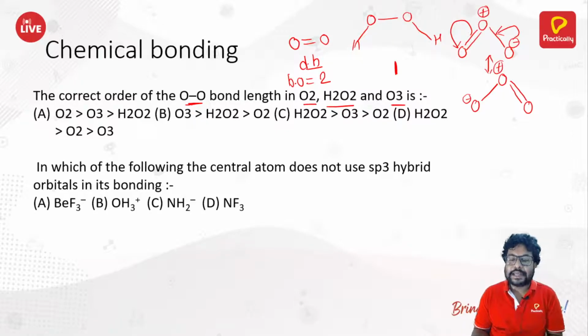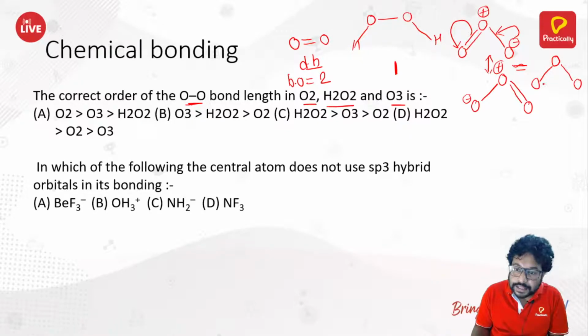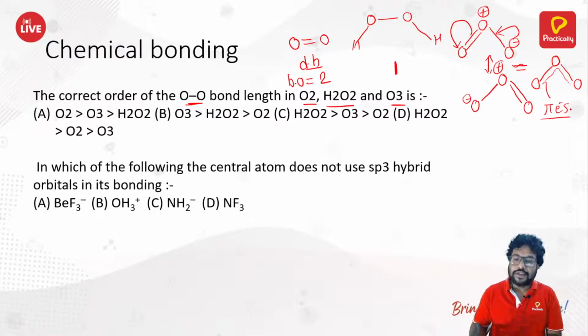So basically these are two resonating structures, or I would say canonical structures, and their correct representation is their resonance hybrid. Resonance hybrid should look like this: O single bond O, O single bond O, and then you will have this dotted scheme. What is this dotted scheme? These are pi electrons which are oscillating between these three oxygen atoms because of resonance.